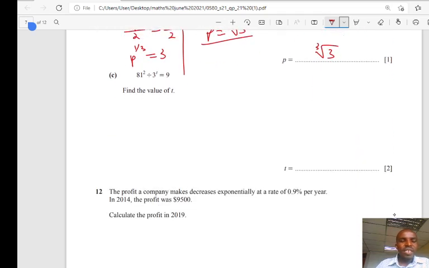Done. Next, this one is another equation also involving indices. You are dividing here, 81 squared. So first thing, make sure they are all under the same base.